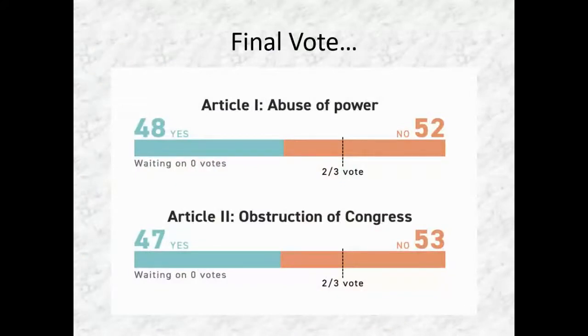Here are the results of when the Senate voted on the two charges. Clearly, with 67 votes needed for a guilty verdict, these votes fell short. What this graphic doesn't tell you is that all the Democrats voted guilty on both charges, while all but one Republican senator, Mitt Romney from Utah, voted not guilty on both charges. Interesting.